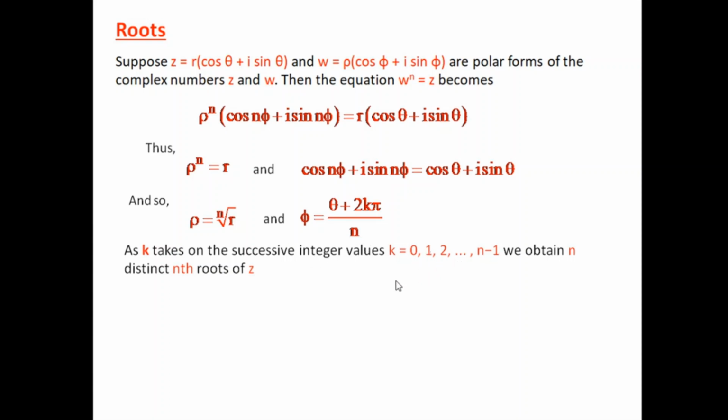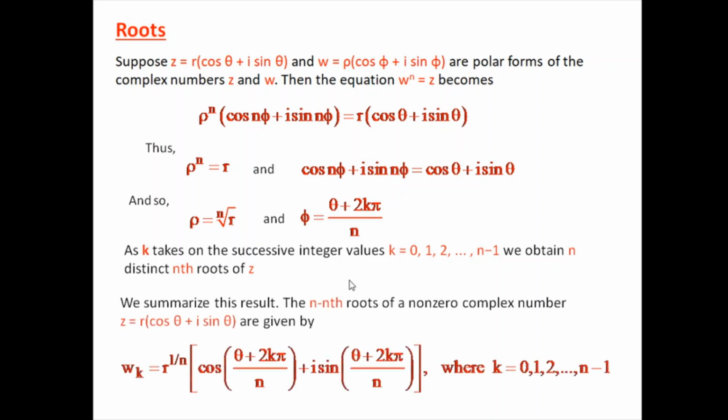And for k equals 0, the first root will be called the principal root. It will lie on a circle with center origin and radius the nth root of r, and the rest of the roots will lie on the same circle with equal angular distance of 2 pi by n, if we move counterclockwise or clockwise.